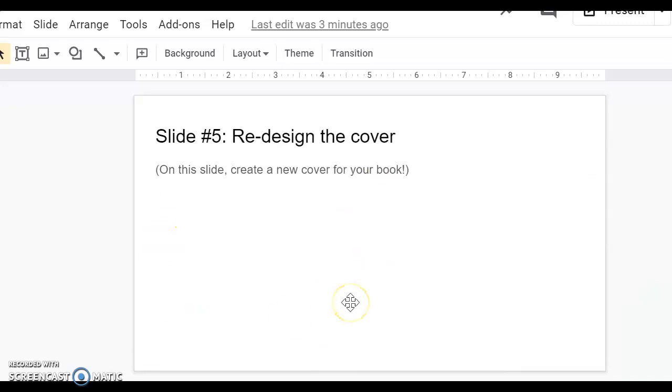And then on this one down here, redesign the cover. So again, you can use different pictures or memes or really whatever you want. You can draw and upload your own picture, but I would love to see what you think the book cover should look like, separate from the one that already exists.